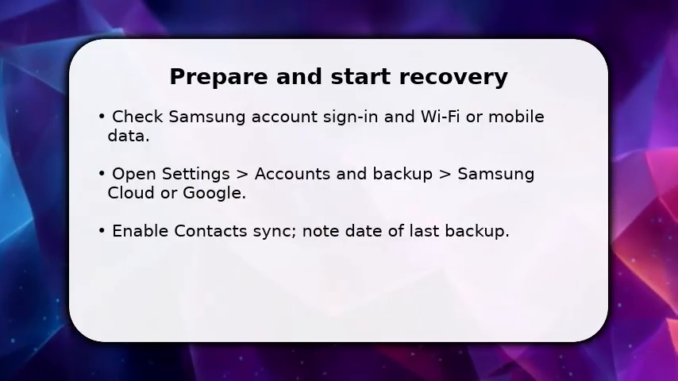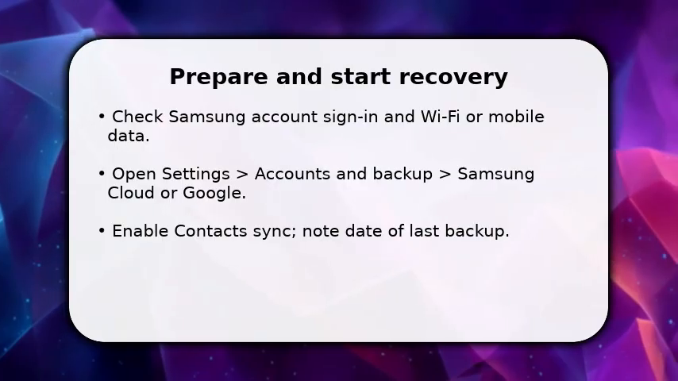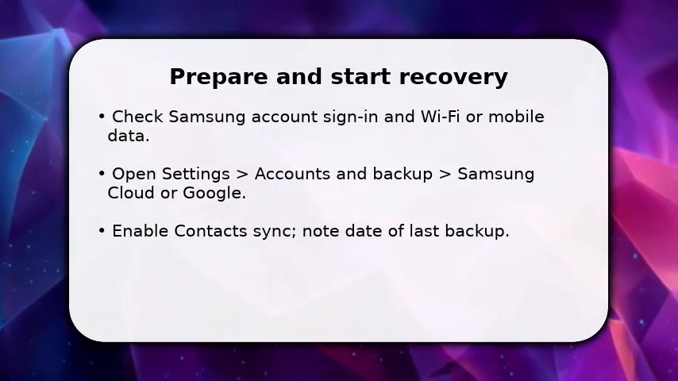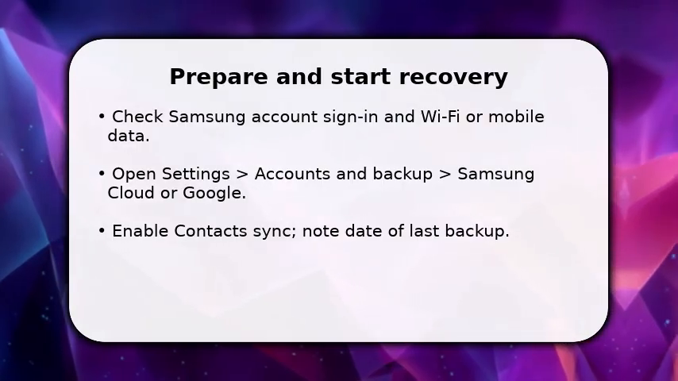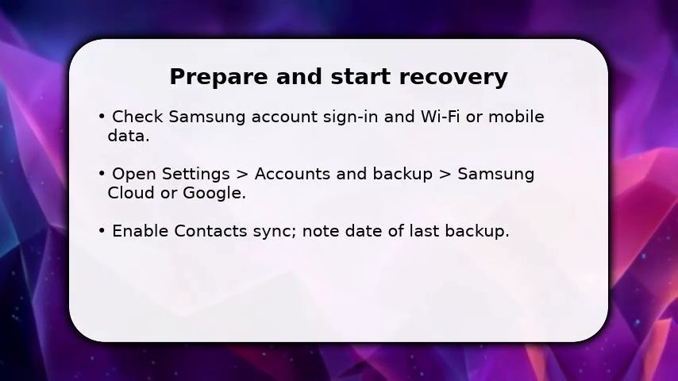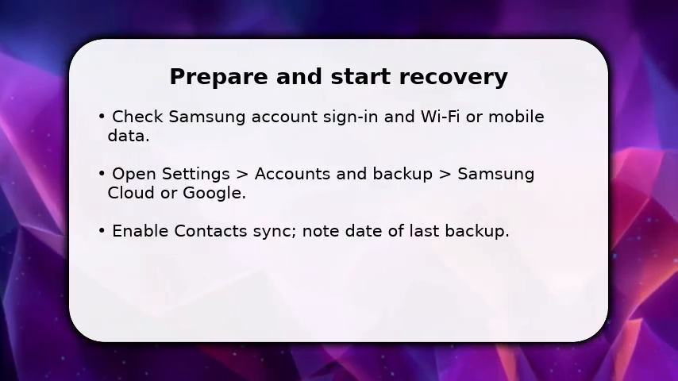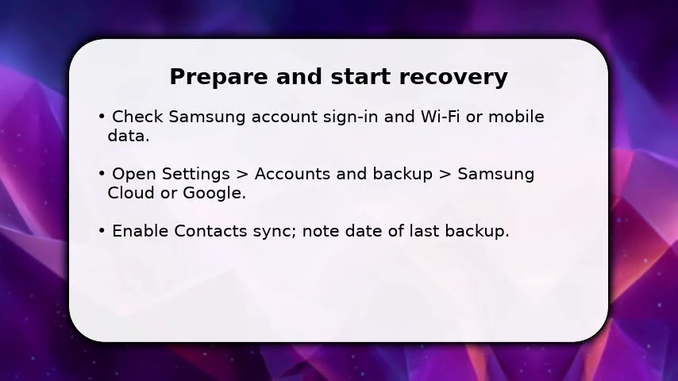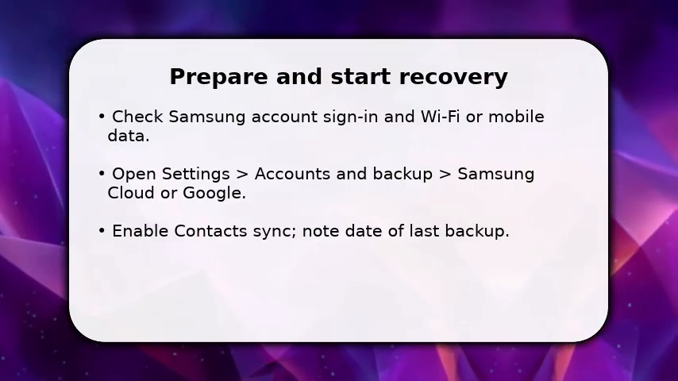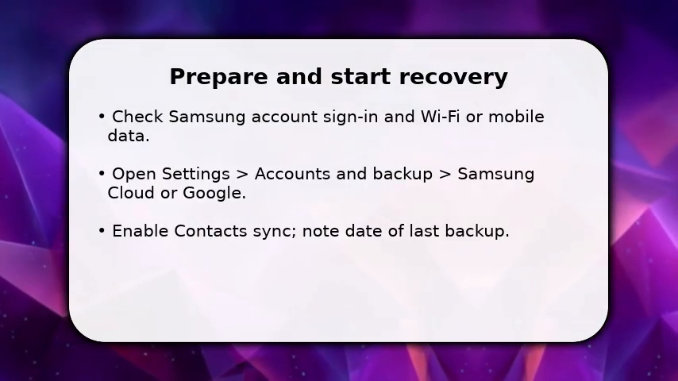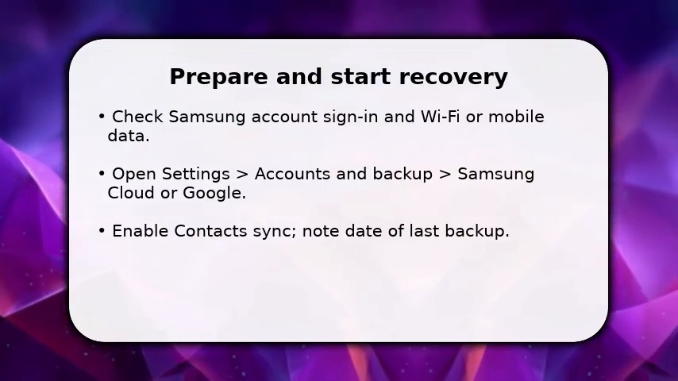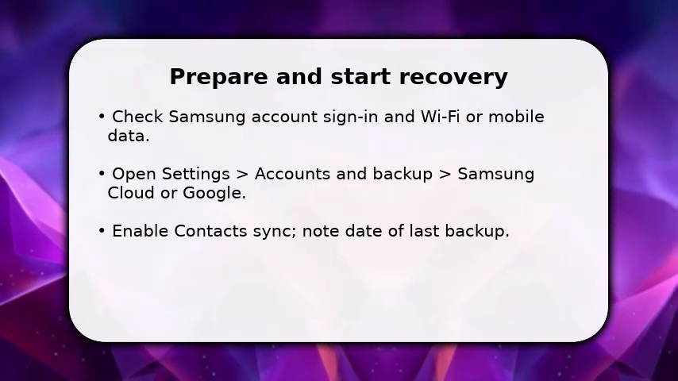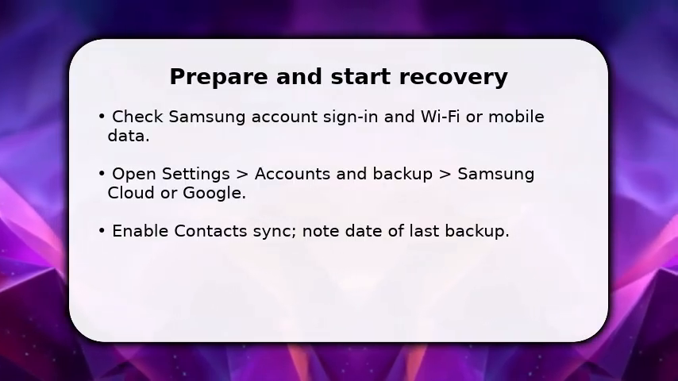You'll begin by confirming accounts and connectivity. Sign into your Samsung or Google account, then make sure Wi-Fi or mobile data is active so sync can run. Open Settings, go to Accounts and Backup, and select Samsung Cloud or Google Contacts. Once done, enable Contacts Sync if it's off and check the timestamp for the last backup. That tells you which restore point to use. This step sets the restore source and prevents overwriting newer entries.